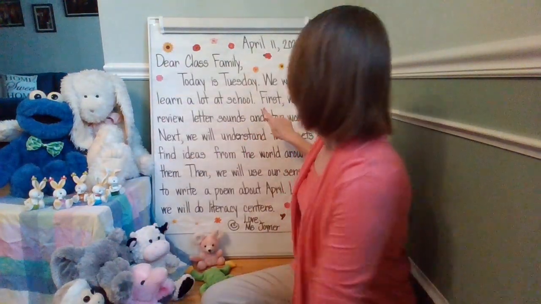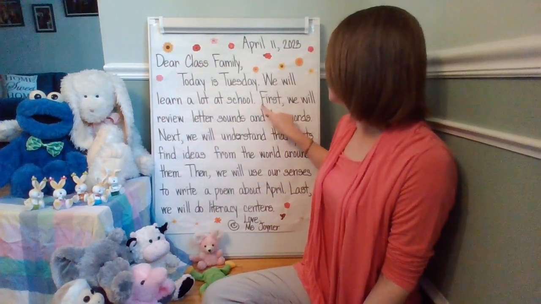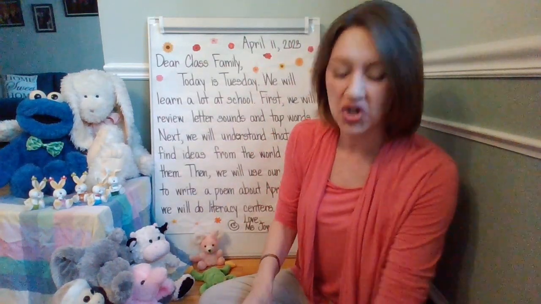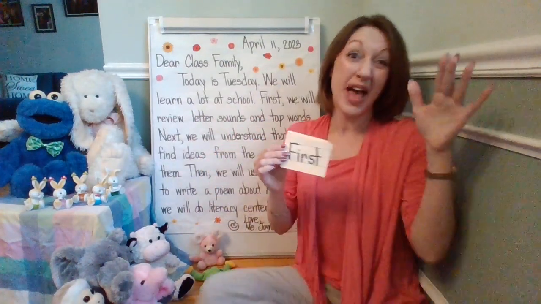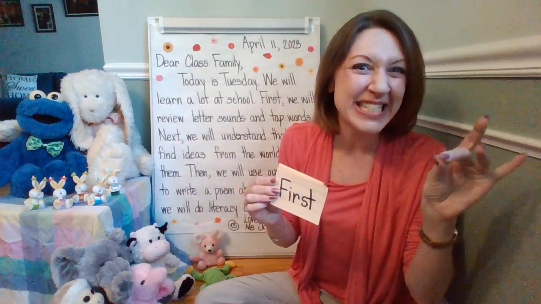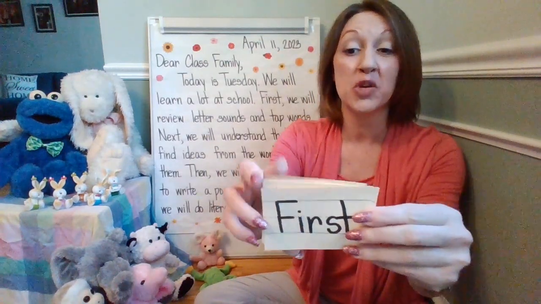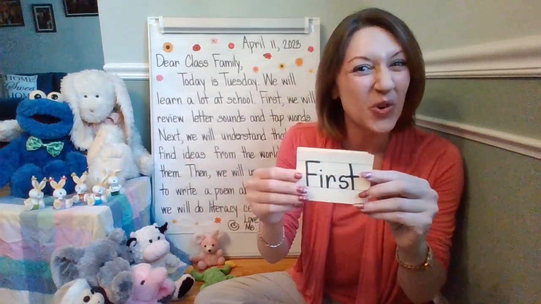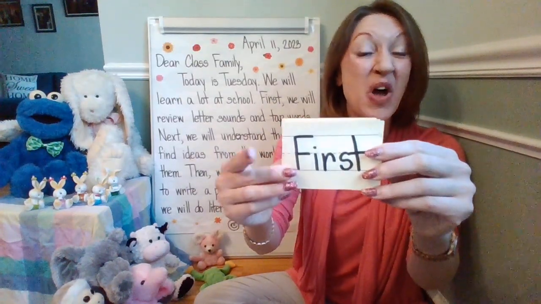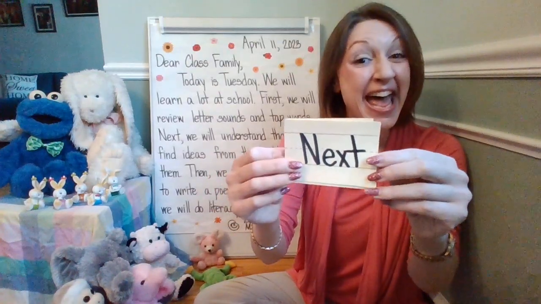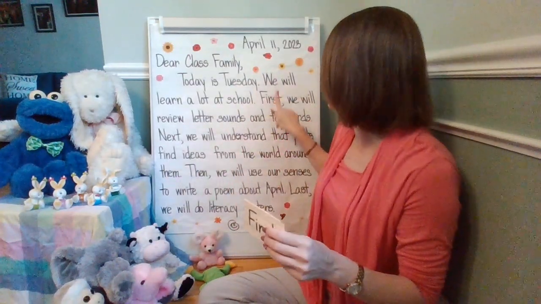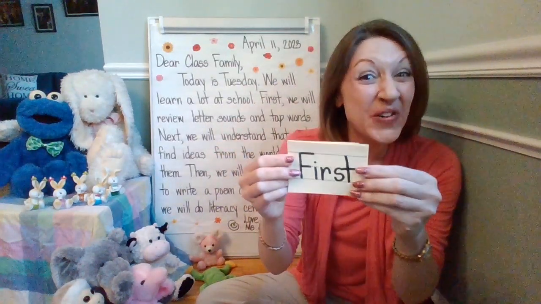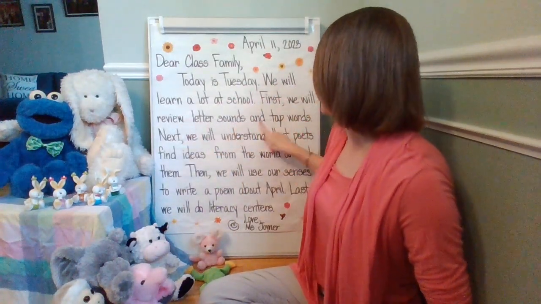Now, we're going to go ahead and continue starting with this transitional word. It starts with an F. Do you know what it's called? Say it with me. First. Okay, so as we're rereading, we're going to see first, next, then, and last. Good writers can sequence their writing, and good readers can sequence stories. Let's review these words together. First, next, then, last. All right, let's go ahead and say this one because it's in this next sentence here. Say it first. First, we will review letter sounds and tap words.